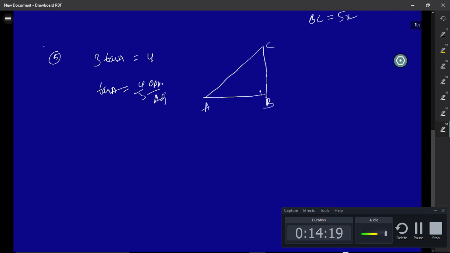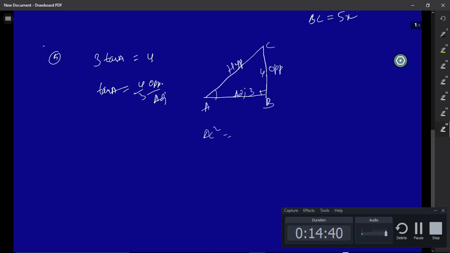So we have a right angle triangle here, ABC. With respect to angle A, BC is the opposite side. AC, which is the slant line, is always the hypotenuse. AB is the adjacent side. Now opposite side is given as 4, adjacent side is given as 3. I'll have to find out AC.